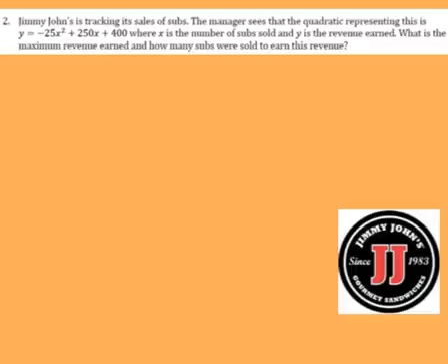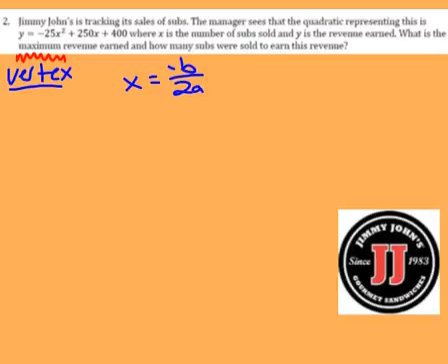So Jimmy John's is tracking its sales of a sub. I like this problem. The manager sees the quadratic representing this equation. See how they have y equals? Where x is the number of subs sold and y is the revenue earned, what is the maximum? Maximum is an awesome problem because now we need the vertex, which is a little bit easier. So x equals negative b over 2a, that's what you're looking for.